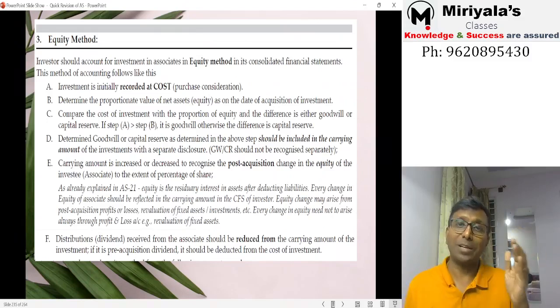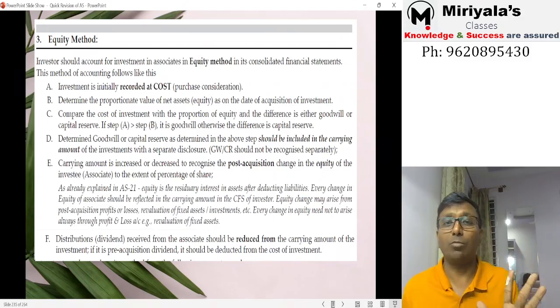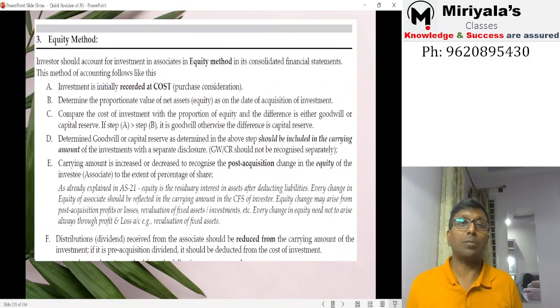That will be part and parcel of your reserves and surplus, which will take care of it in the carrying amount. Subsequently, if your associate has made profits after the date of acquisition, say 100 rupees, and we have got a 30% stake, then 30% of 100 rupees is equal to 30 rupees. To the extent of 30 rupees, I will take it into my profit and loss statement.